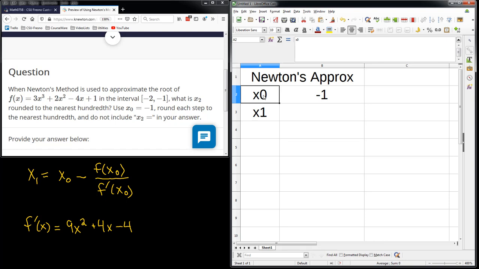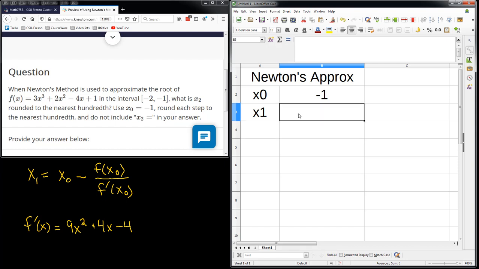What I typed in the spreadsheet, this is just x0, this is just a label. I literally typed x0 into this cell, and this I literally typed x1 into this cell. These are just placeholders, and this I literally typed the number 1. Right here in this cell is where the action is going to be.